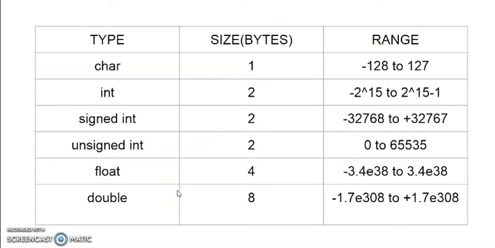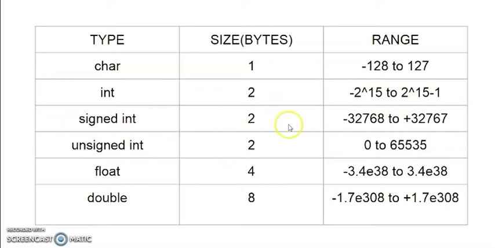Now these data types are given certain memory locations and these can hold a certain range of values. Char is given 1 byte in the memory and its range is -128 to 127. This is the ASCII value. Integer takes 2 bytes in the memory and its range is -2 to the power 15 to 2 to the power 15 minus 1. Long int is widely used as its range is -2 to the power 31 to 2 to the power 31 minus 1.